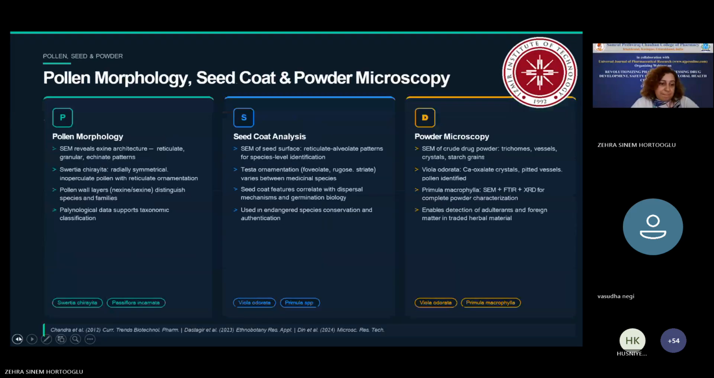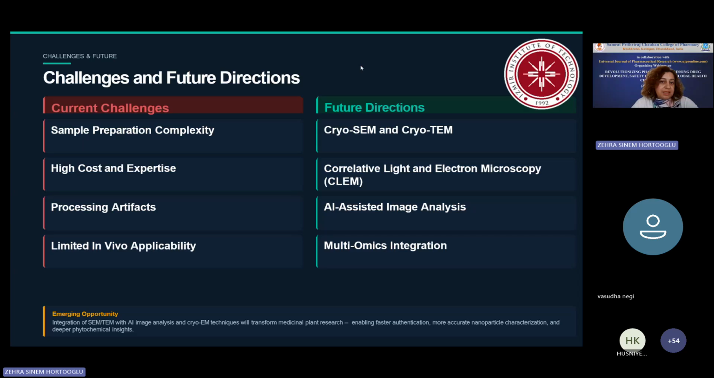Challenges and future directions. Sample preparation complexity: biological specimens require fixation, dehydration, critical point drying, and sputter coating, which is time consuming and may introduce artifacts. High cost and expertise: SEM and TEM instruments are very expensive to acquire and maintain, and skilled operators are required for data acquisition and interpretation.